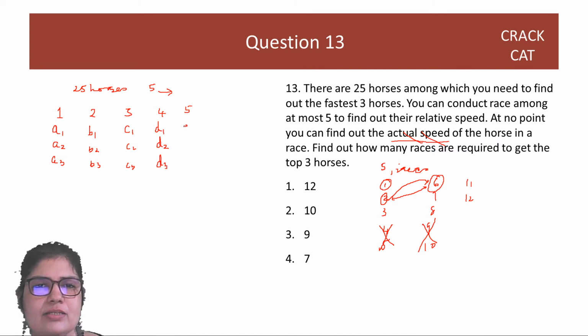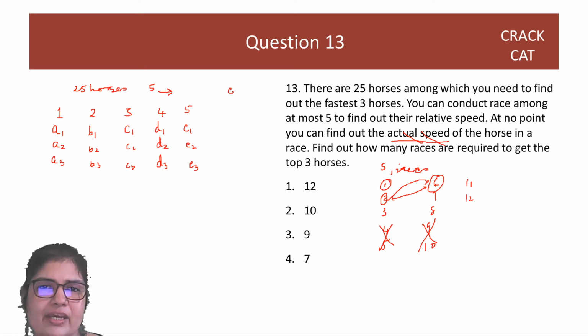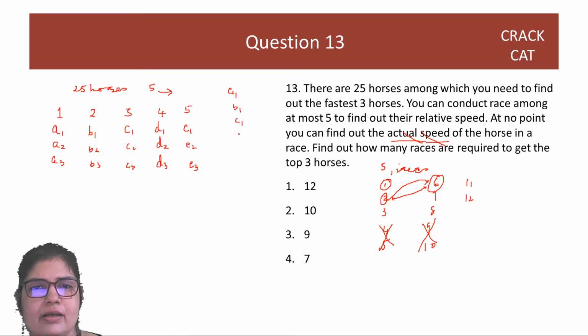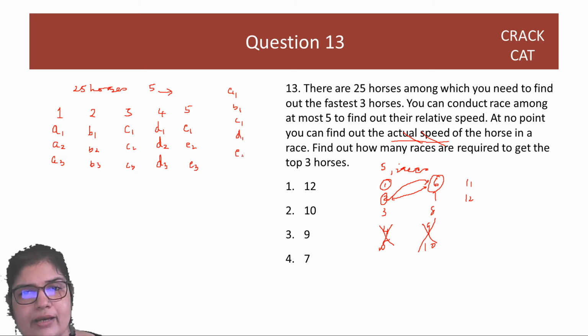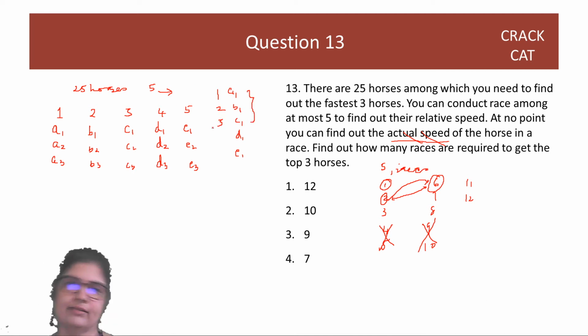Now, amongst these, you want to make some more horses run because you don't know how they compare with respect to each other. So obviously, you'll take the first winners and make them run a race. So you ran A1, B1, C1, D1 and E1. Out of which, let's say these 3 guys came in the top 3. He's rank 1, rank 2, he's rank 3.